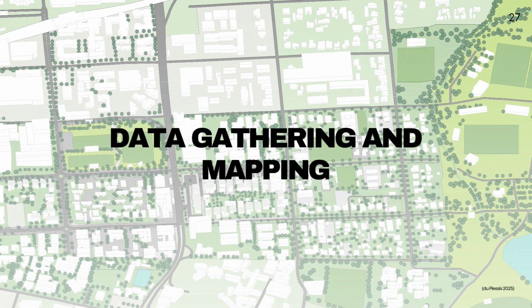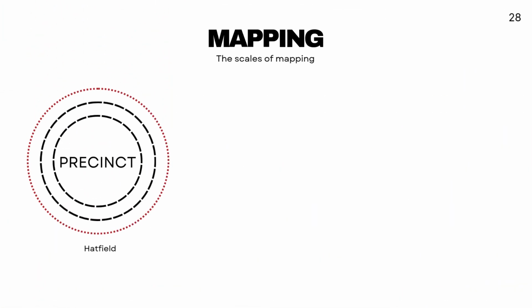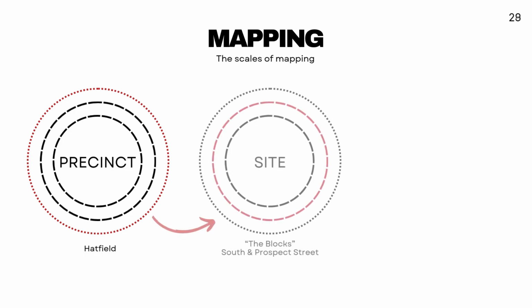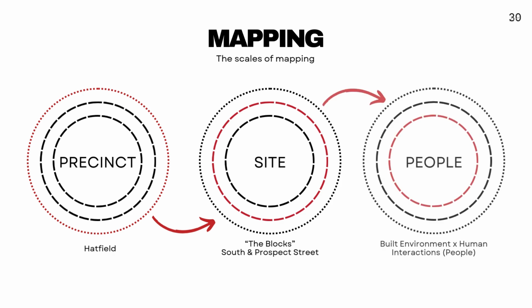This section introduces the mapping and data collection process that informs our analysis. We begin at the macro level, examining the broader Hatfield precinct. This will include key urban elements such as movement patterns, zoning, land use, and broader spatial dynamics. We then narrow our focus to the surrounding 5-block study area between the main and LC Sports campuses. This analysis will highlight site-specific conditions such as accessibility, connectivity, built environment characteristics, and land use distribution.